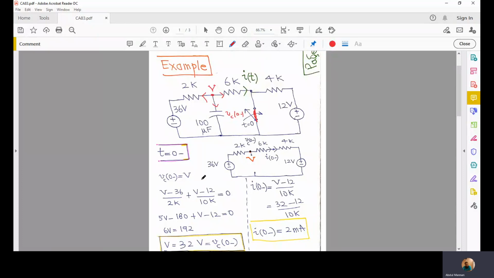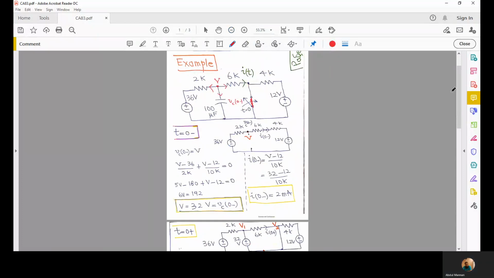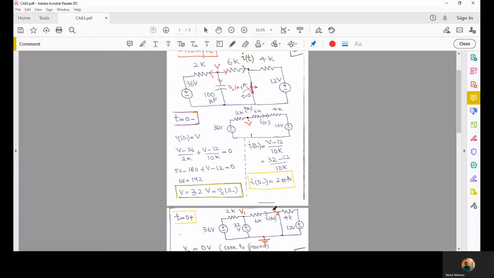And since the voltage drop across capacitor cannot change suddenly, it cannot change all of a sudden, therefore it will remain charged at 32 volts even at time t is equal to 0 plus when we would have closed this switch. So we'll have this 36 volt source, this 2K resistor, and this capacitor would have been replaced with the 32 volt source. Why 32 volts? Because at time t is equal to 0 minus, it was charged at 32 volts.